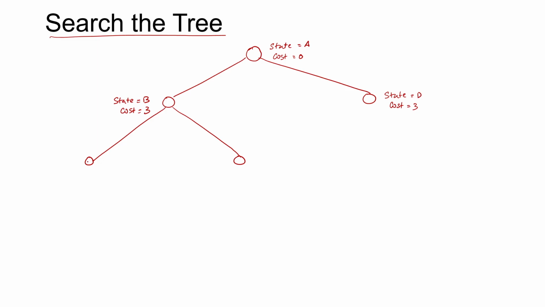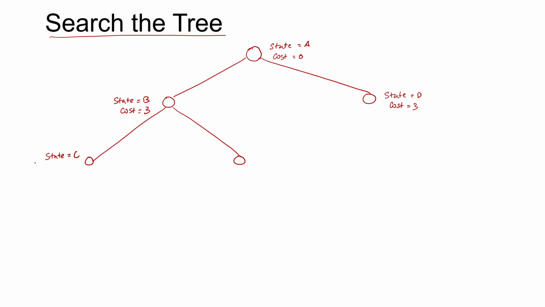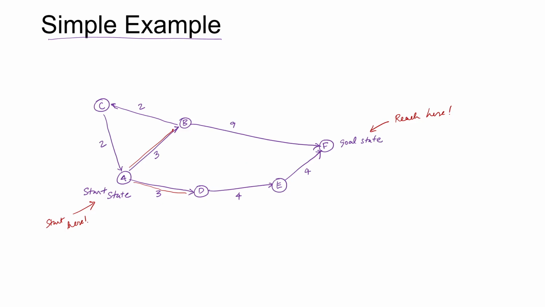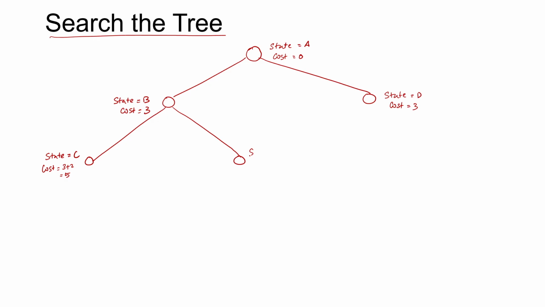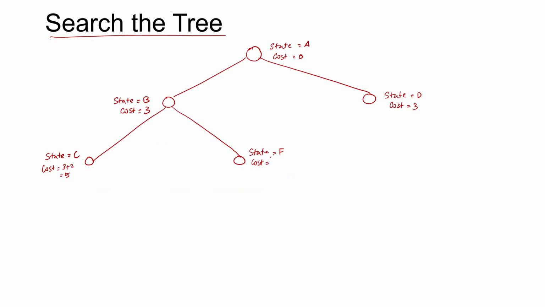Okay. One is state is equal to C, which is from B I can go to C with a cost of 2. So, the cost is equal to 3 plus 2, which is equal to 5. The other one is I can go from B to F. So, state is equal to F and cost is equal to, if I go there, 3 plus 9. So, cost is equal to 3 plus 9, which is equal to 12.